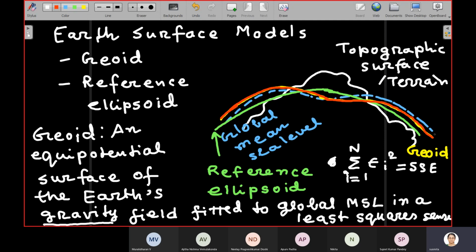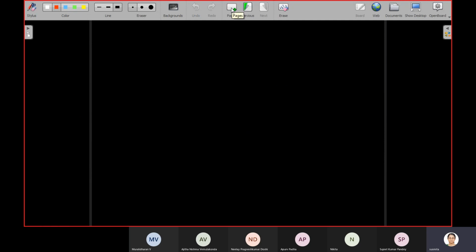So the second one that can be used is called the reference ellipsoid. And why do we pick this mathematical model, the reference ellipsoid? Why ellipsoid? Why not a sphere? Now it can be shown that a rotating fluid body, under the influence of gravitation, assumes the shape of an ellipsoid in equilibrium. So let's try to understand why this is so.